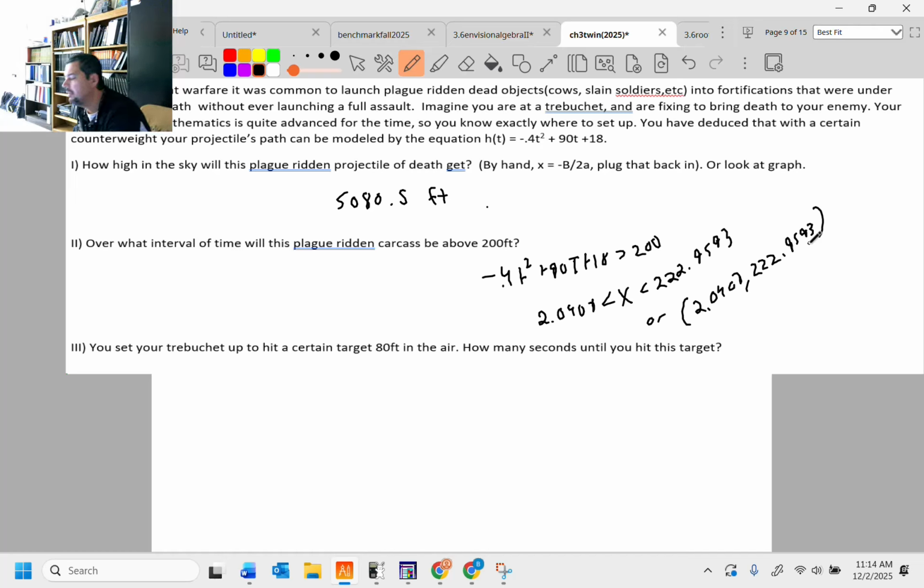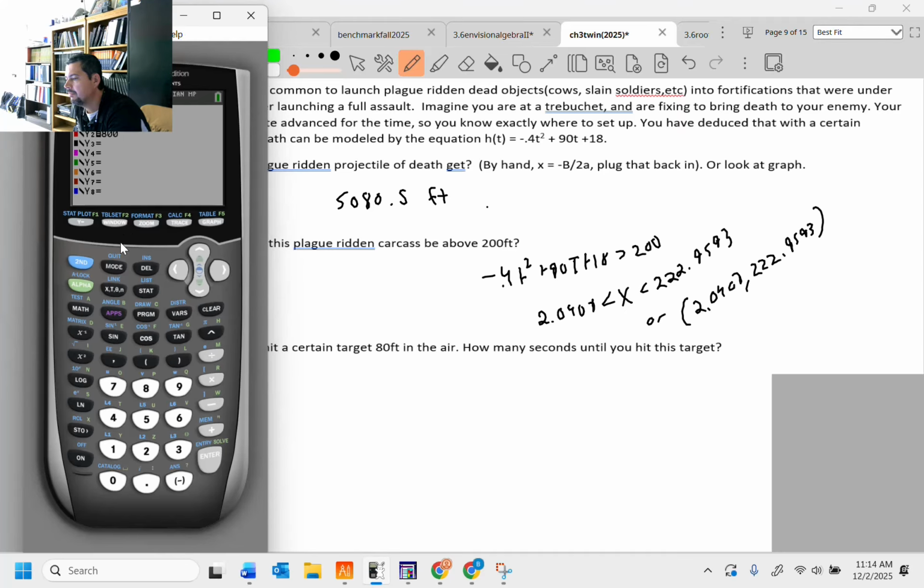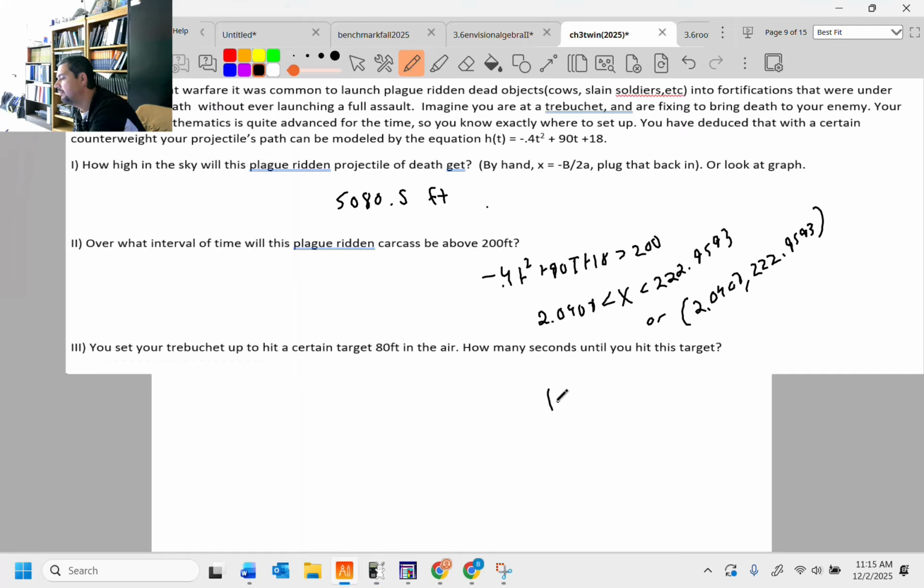How many seconds until you hit the target? This is kind of a bad question for this one because I think it also has two answers. Second trace 5. It's going to be way down here because it all depends if you're hitting it on the way up or if you're hitting it on the way down. Second trace 5. If you're hitting it on the way up, it's not going to be negative. Enter, enter, enter. 0.6910. So 0.691.